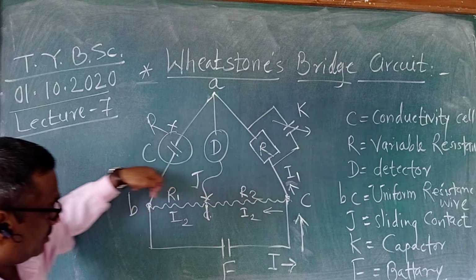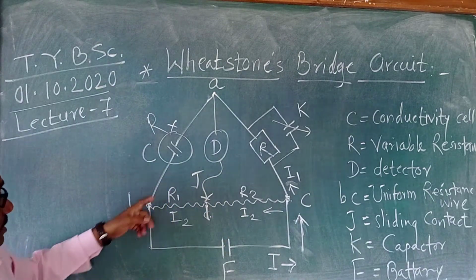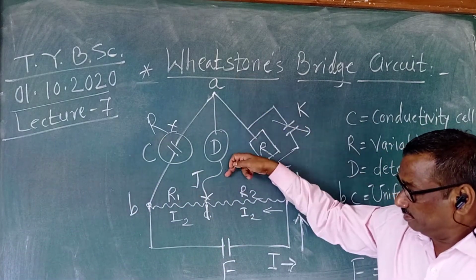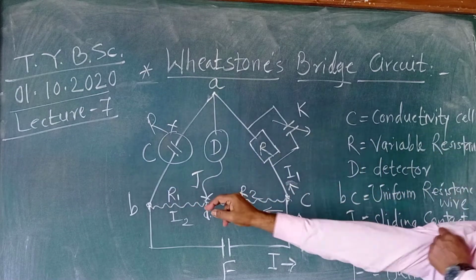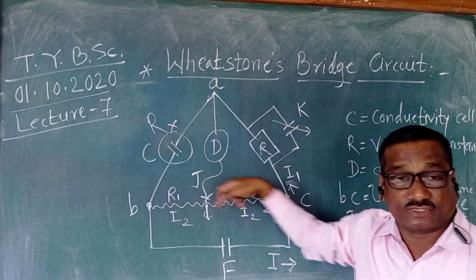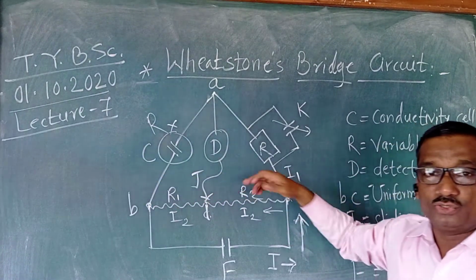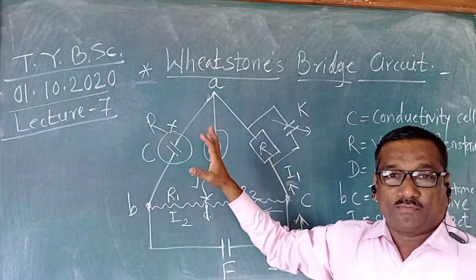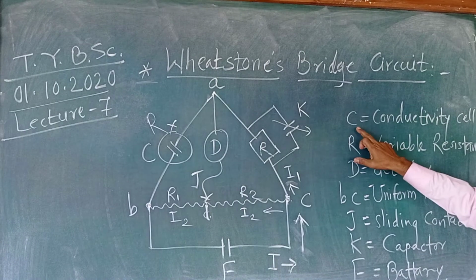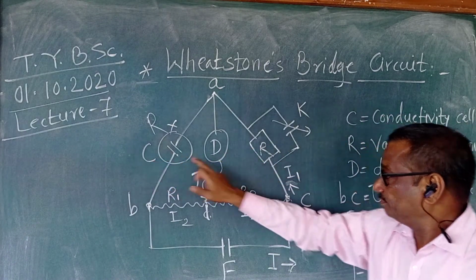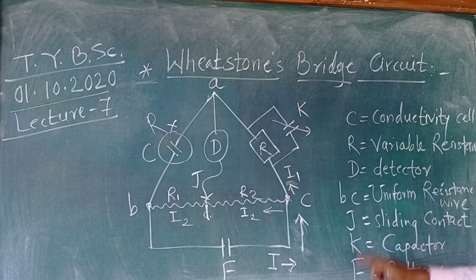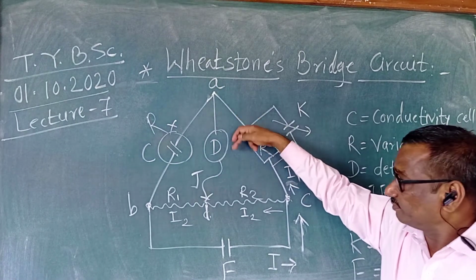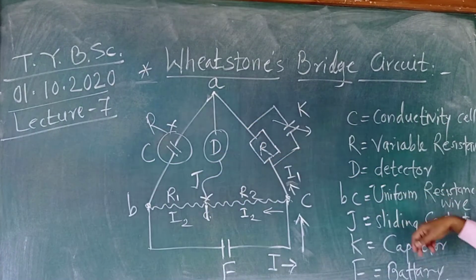Now this uniform resistance wire is connected through the detector D, and this J is a sliding contact to move on the uniform resistance wire. Now all these parts or devices are written here. C is the conductivity cell, this one. R is a variable resistance, this one. D is the detector, this one, where you can detect the potential which is moved on the uniform resistance wire.